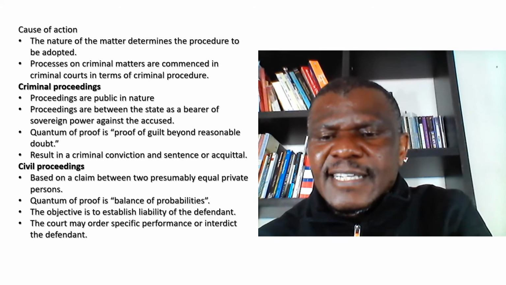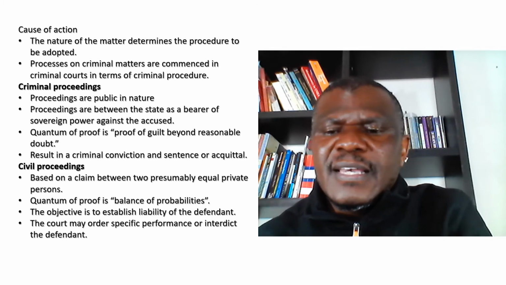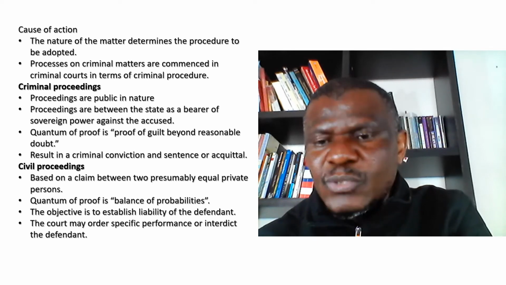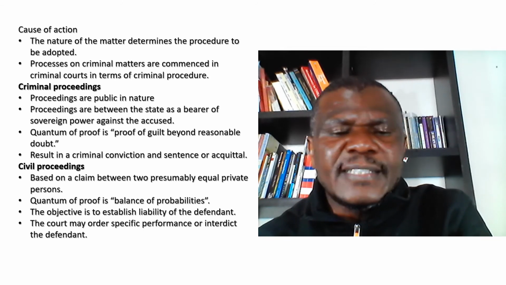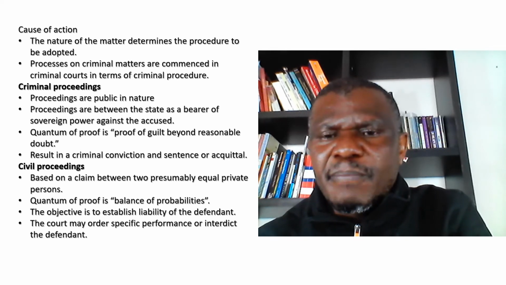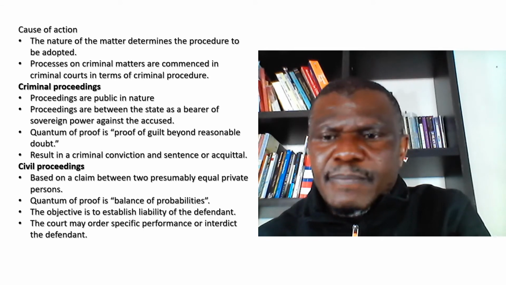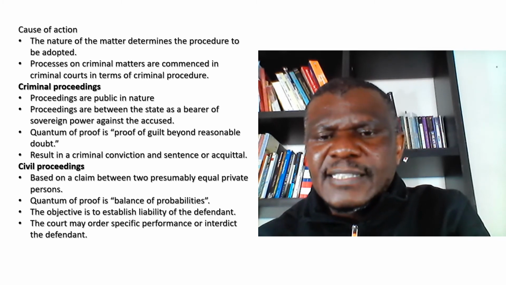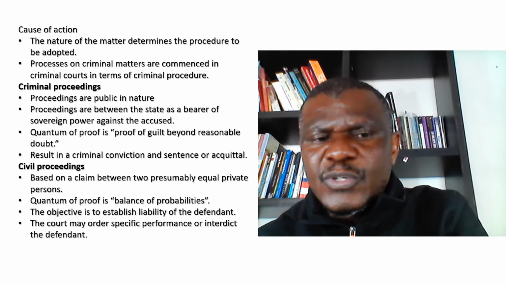is sometimes misleading, because for practical purposes you find that the resources they have differ. And even the fact that one is a state makes it almost an unequal relationship. So we are saying that it's a claim between two presumably equal private persons, and we are saying it arises from private law relationships such as a breach of contract, a claim for delictual damages arising from a road accident, divorce proceedings, or child custody, or some other form of commercial debt or transaction.